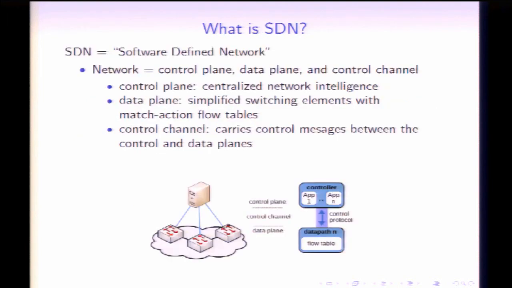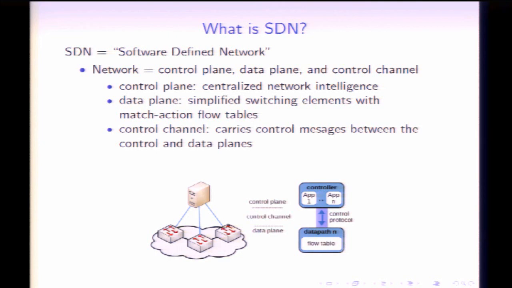So what is SDN? SDN stands for software-defined network, or software-defined networking, either one. It's a network architecture paradigm. What it basically does is split the network into three logical components: a control plane, a data plane, and a control channel. The control plane is basically the implementation of network intelligence, the management, the protocols, basically the intelligence.